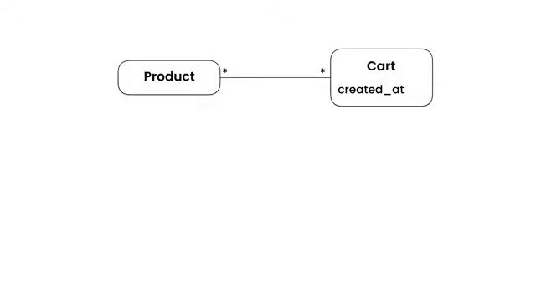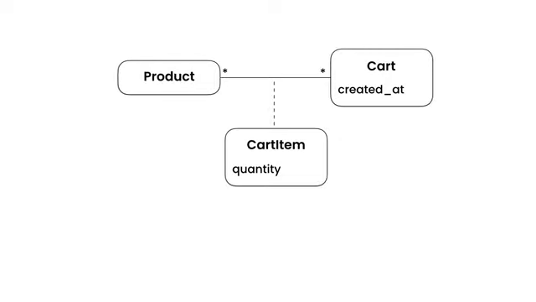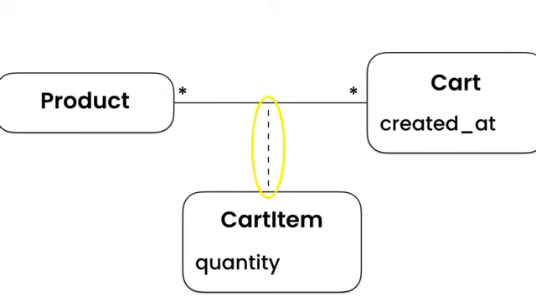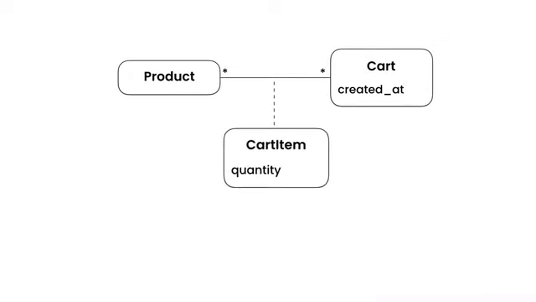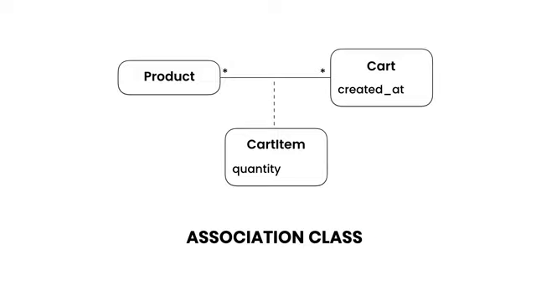So this relationship itself should have an attribute called quantity. So we're going to add a new entity here called cart item. Now look at the notation I've used to represent this concept. I've connected cart item to the relationship using a dashed line. That means cart item represents the relationship between these two entities, product and cart. This is what we call an association class. So cart item is an association class, okay?